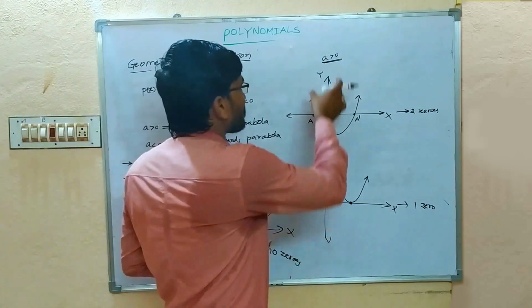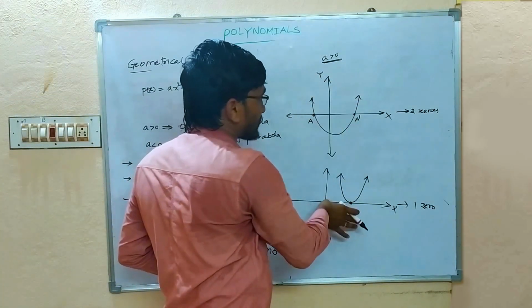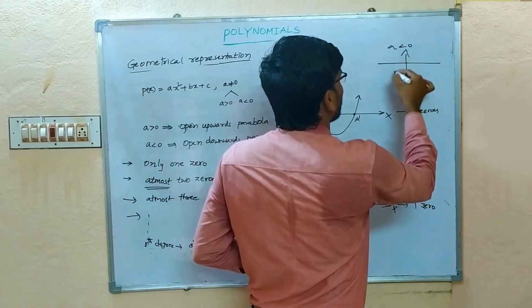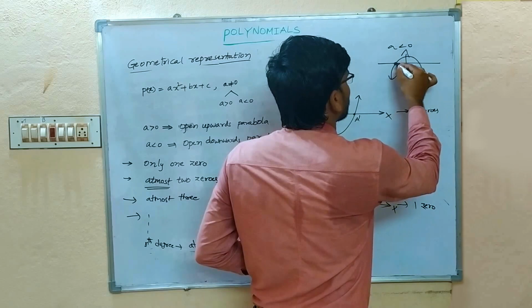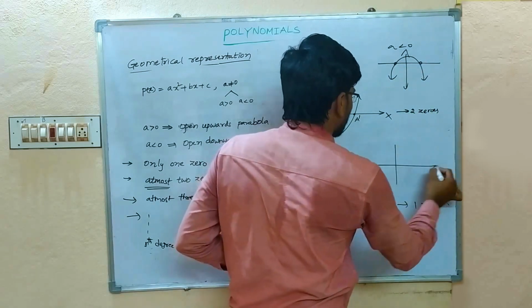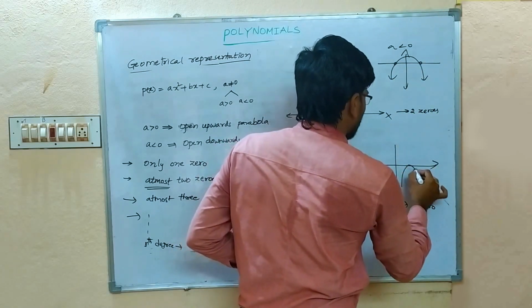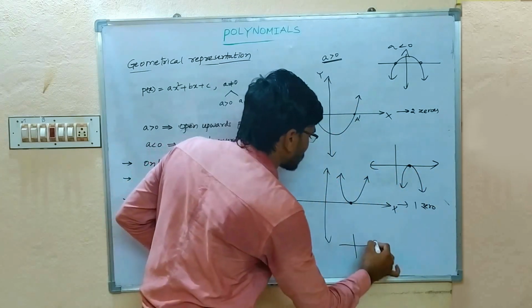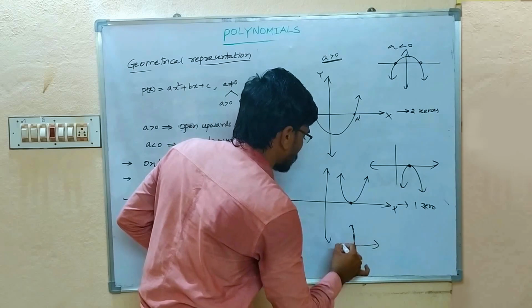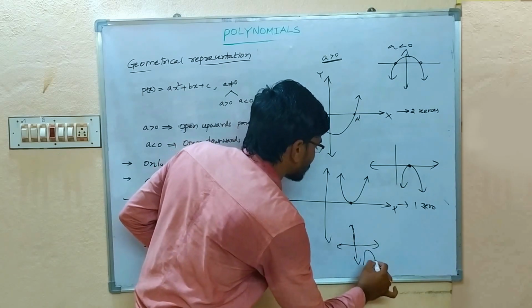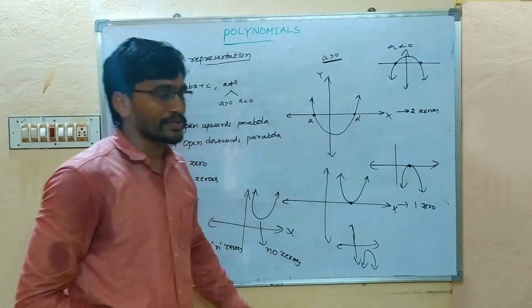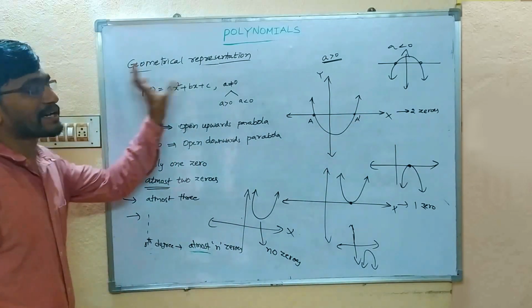A greater than 0 means the shape of the graph is like this. A less than 0 means it opens downwards, like that. This one touches only at one point. And the last one does not intersect the x-axis at any point. So that is about a less than 0. So this is about the intersection of graphs with polynomials.